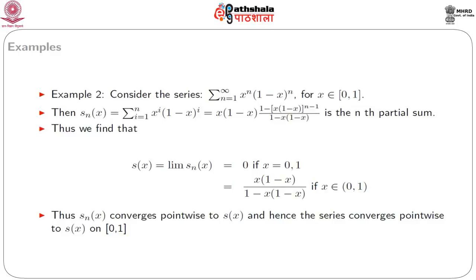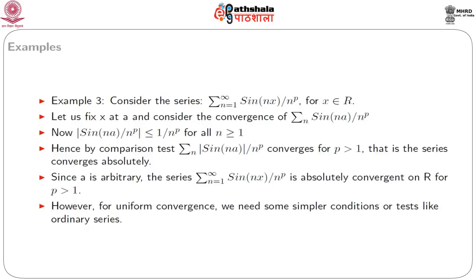Thus, it is easy to observe that the limit function of S_n(x) comes out as 0 if x equals 0 or 1, and it is x(1 − x) divided by (1 − x(1 − x)) if x belongs to the open interval (0, 1). Thus, S_n(x) converges pointwise to s(x), and hence the series converges pointwise to s(x) on the closed interval [0, 1].